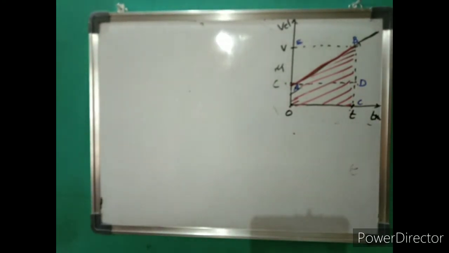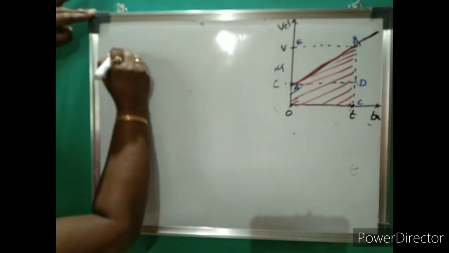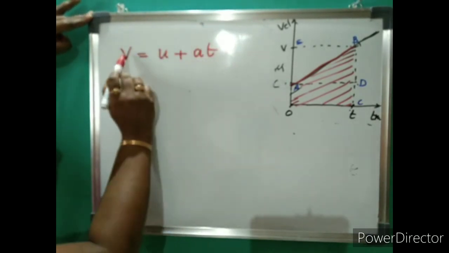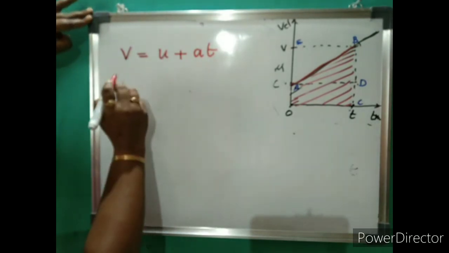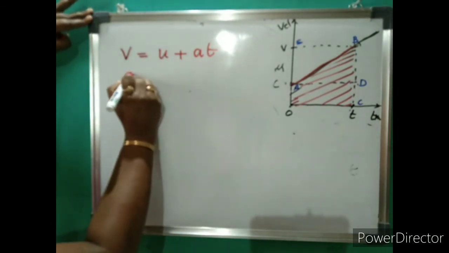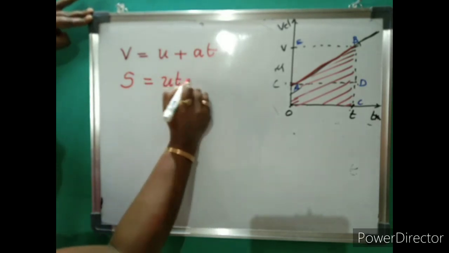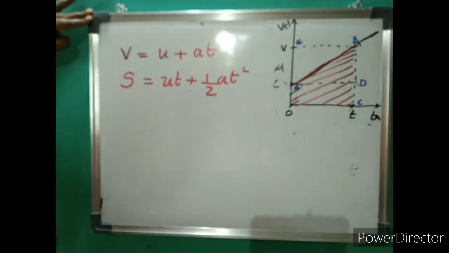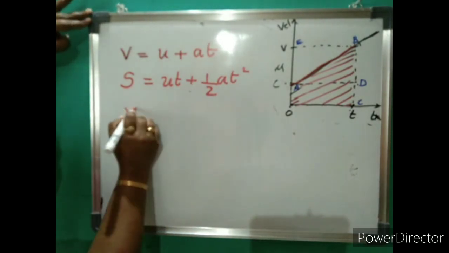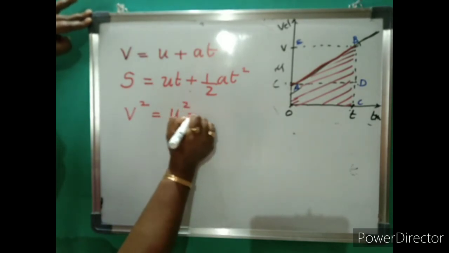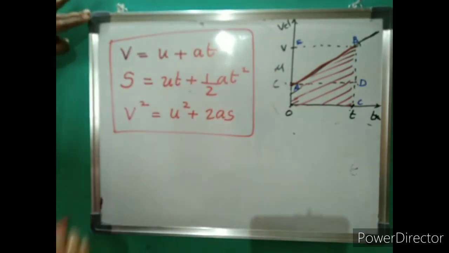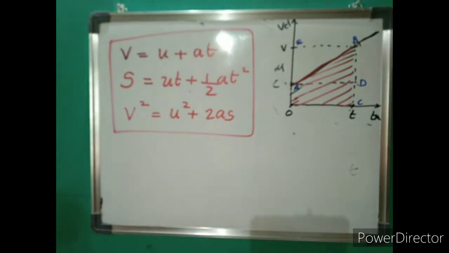Equations of motion are: first, the velocity time relation, v is equal to u plus at, the relation connecting velocity and time. Second is the position time relation, S is equal to ut plus half at square. And the third one is the position velocity relation, that is v square is equal to u square plus 2aS. Okay, thank you.